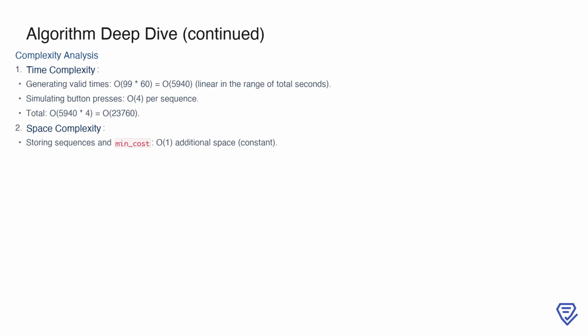As for space complexity, the algorithm only requires storage for the sequences and the min_cost variable. Since the sequences are processed one at a time and there's no additional data structure scaling with input size, the space complexity is O(1), or constant. This makes the solution both time efficient and memory efficient, completing our analysis of the problem.